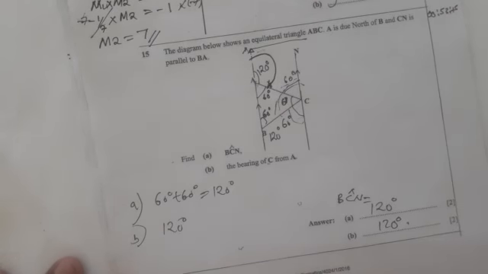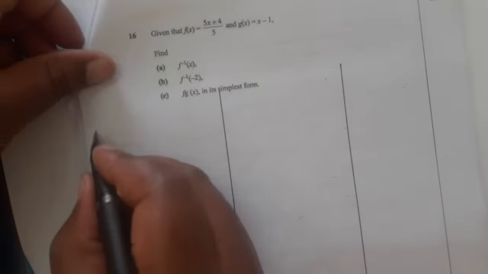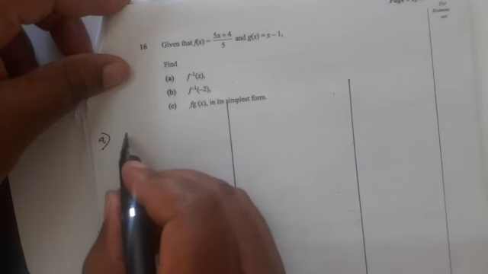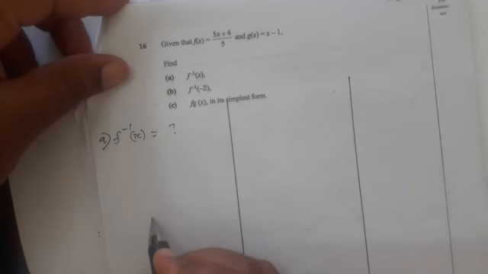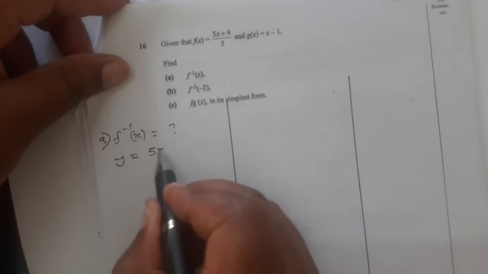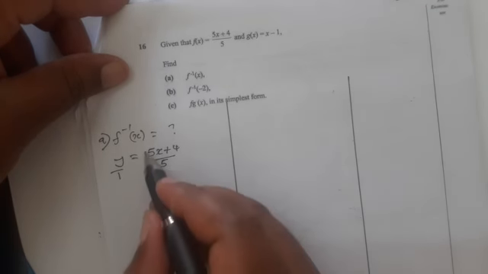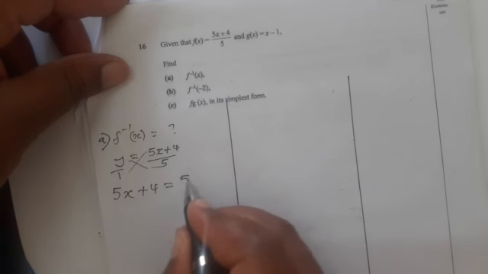All right, so let's deal with question 16. A. Given that f of x is this and g of x is that, find the inverse of f acting on x. The inverse here we don't know, that's the one we want to find. So the first step is, where there is f of x, we put y. So y is equal to (5x plus 4) over 5. Here you cross multiply. So this will be 5x plus 4 is equal to 5y.